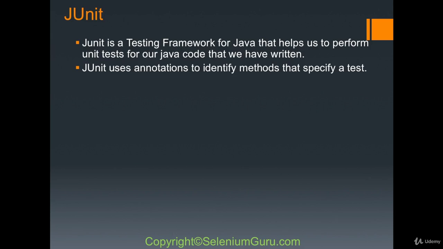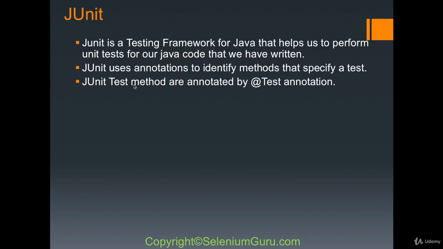JUnit uses annotations to identify methods that are tests. We already learned how you can create methods. So how JUnit identifies a test method from other methods is that the JUnit test method has the annotation called @Test. JUnit test methods are annotated by the @Test annotation.